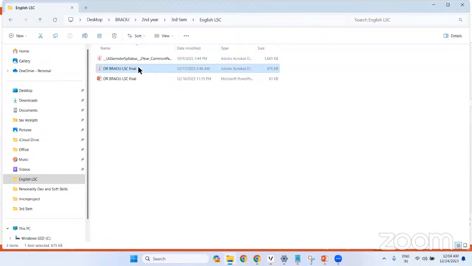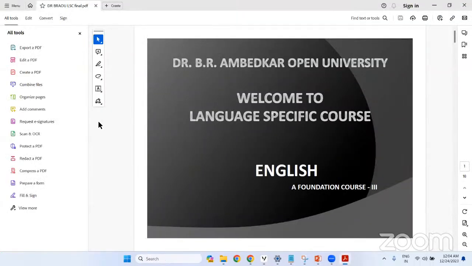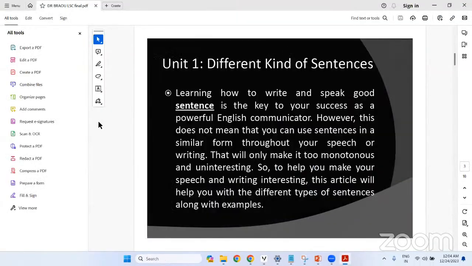Linkers play a major role in cohesive writing. Okay, right? Cohesion writing. That is.